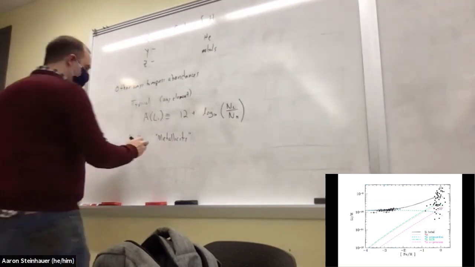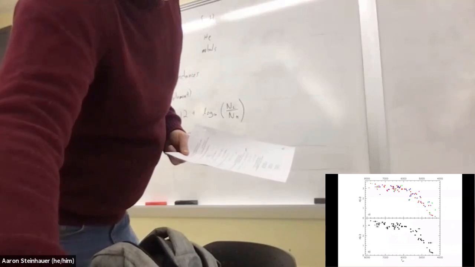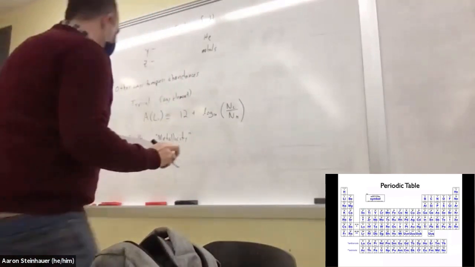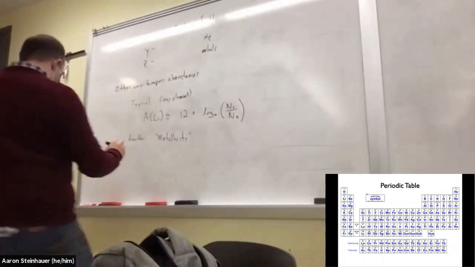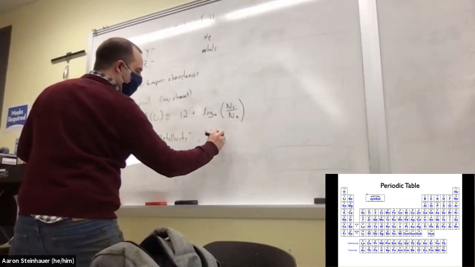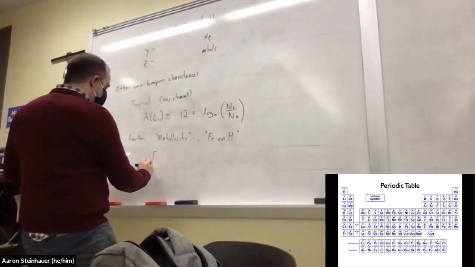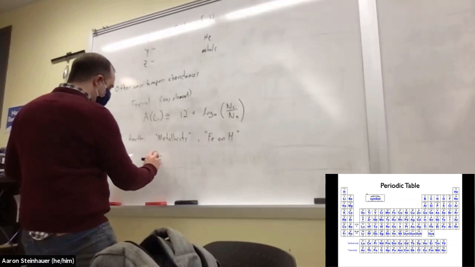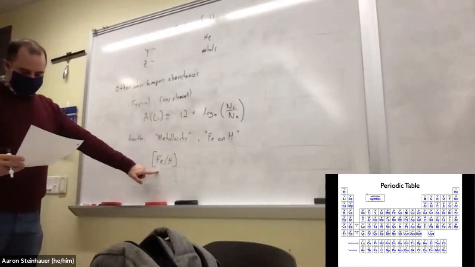What do they usually mean? They're almost always talking about, let's go back to iron. Let's go back to the periodic table. Something called Fe on H. And what is that? So there's a square bracket, Fe/H, and this is usually how this parameter is written.